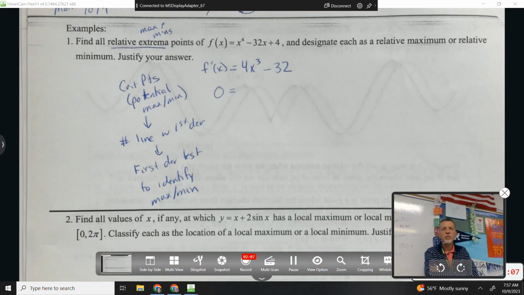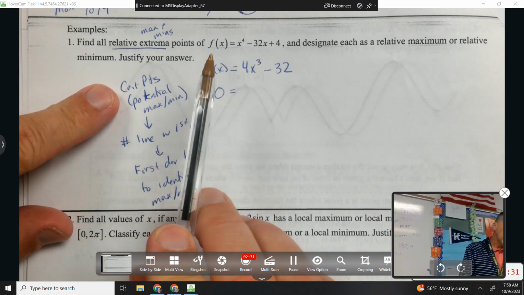Think big picture for a second. I jumped right in and did a derivative. I should have slowed down here. Critical points tell us the potential maximums and minimums. So we'll find those first. We'll put those on a number line, and then the number line will help us figure out if it's actually a max or a min, or maybe neither one. Maybe it stays increasing.